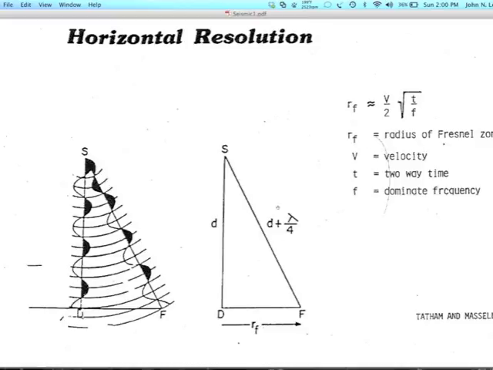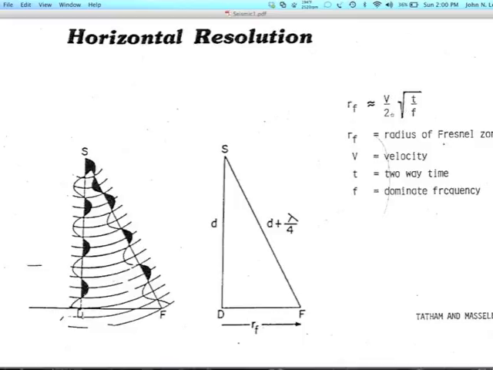Okay, so working out what this triangle is, the Fresnel radius is the velocity, and I would use the stacking velocity, the NMO velocity, which should be the same as the RMS velocity, down to the reflector D.